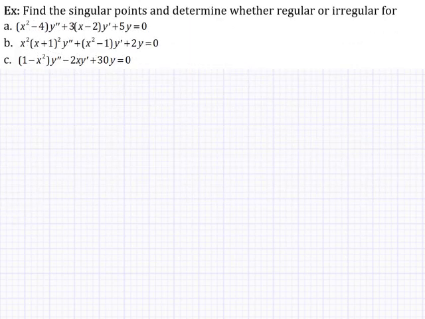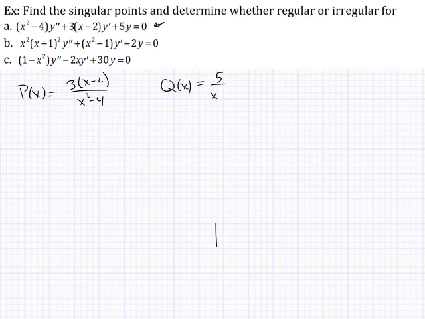So here are a couple examples. Let's look at A. If we look at A, we could say p of x is going to be 3 times x minus 2 over x squared minus 4, and q of x would be 5 over x squared minus 4. Now we could simplify this into 3 over x plus 2, because the x minus 2 from this being factored would cancel. And this is simply just going to be 5 over x plus 2, x minus 2.